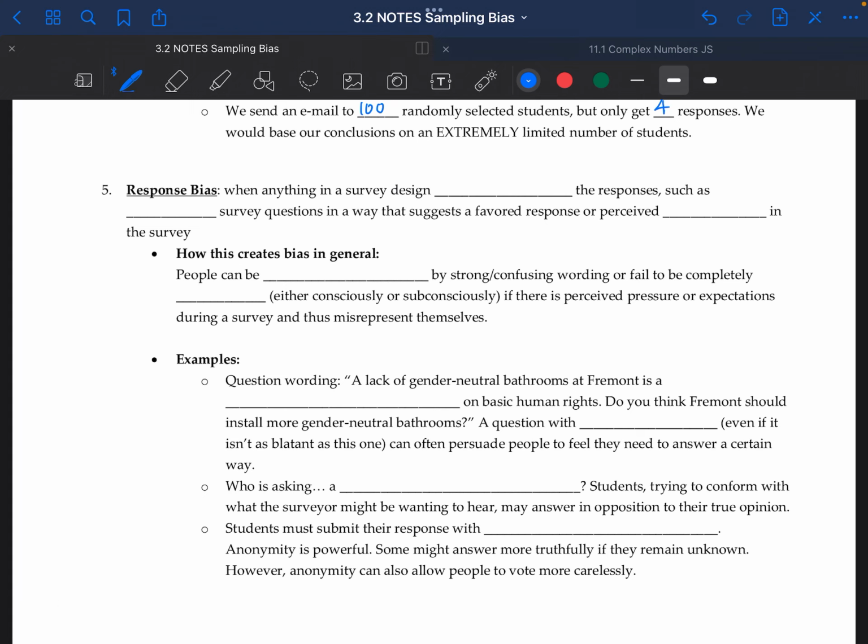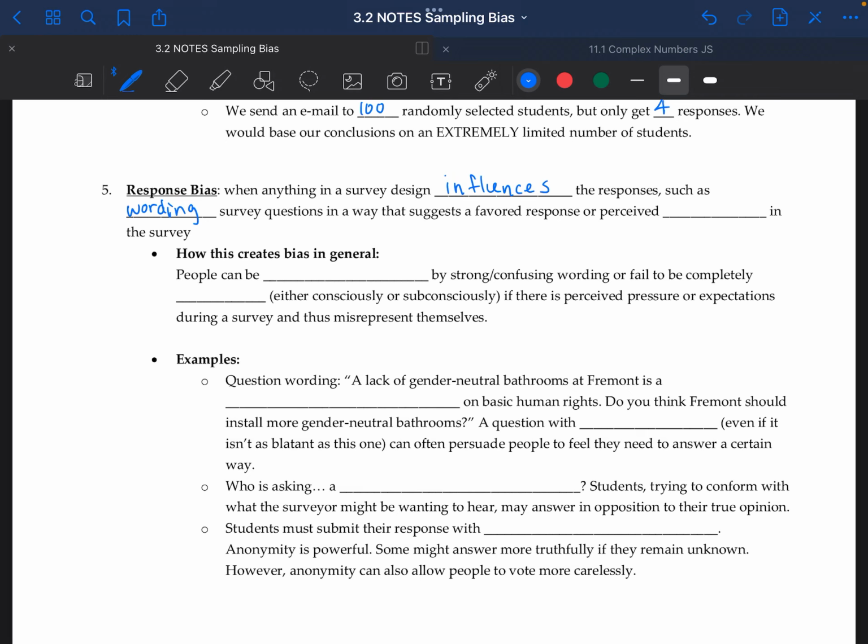And then the last one is response bias, which sounds like it's the opposite of non-response bias, but it's not. It's a completely different thing. Response bias is when there's anything in the survey design that would influence the responses, such as the wording in a survey.